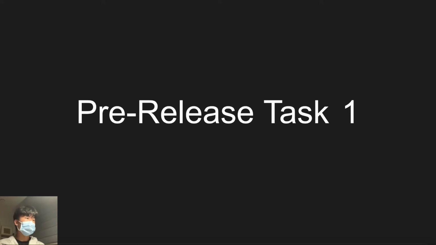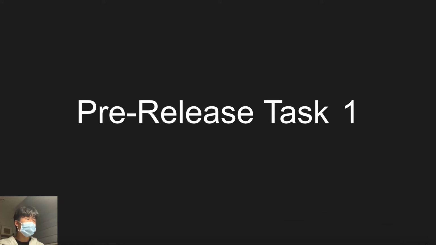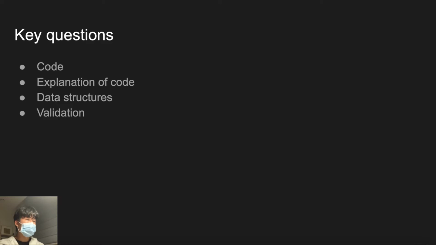Hello guys, today we're going to go over pre-release task 1. I'll assume that you guys have read the scenario for the pre-release task, so I'll get straight on to the code, explaining how I coded and what kind of data structures and validations are used within task 1.